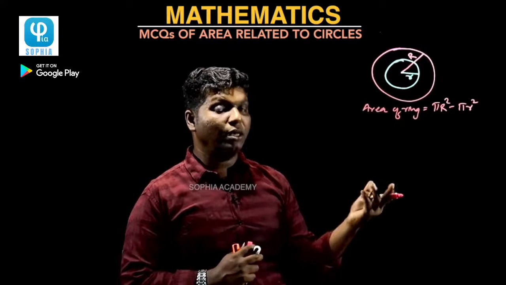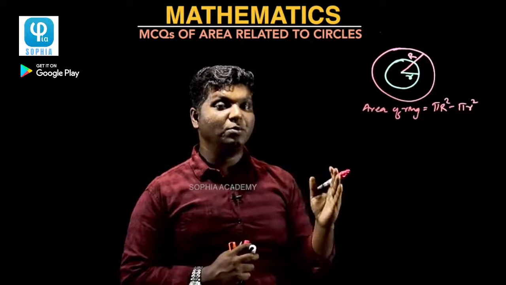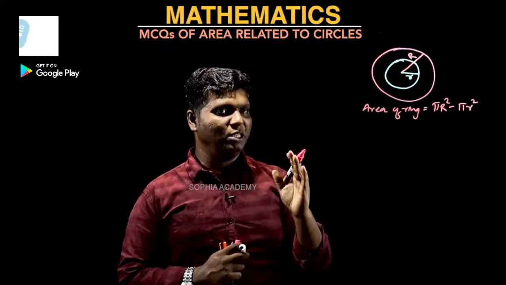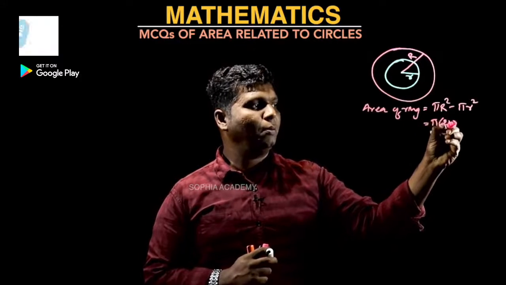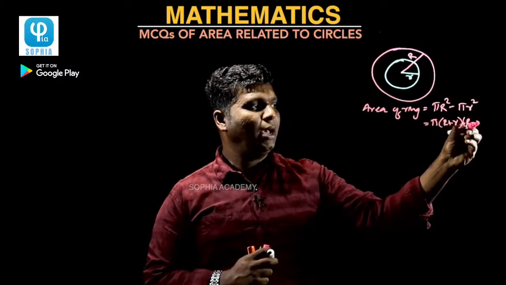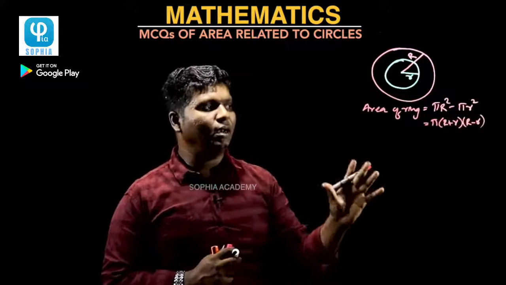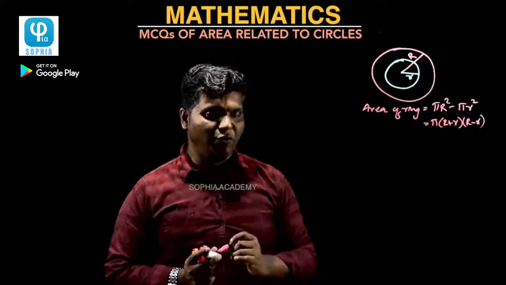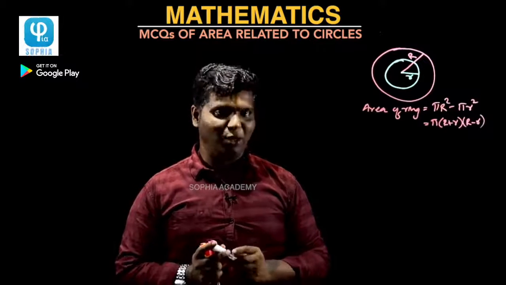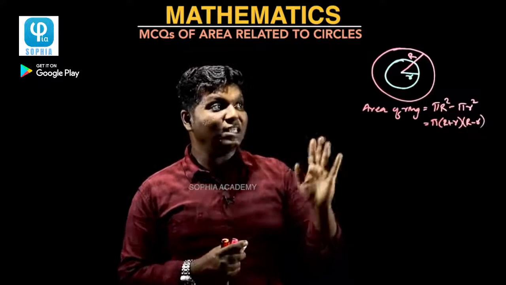So what is R square minus r square? Because a square minus b square is (a plus b) into (a minus b), you can write it like this. Taking pi outside, you get pi into (capital R plus small r) into (capital R minus small r). In general, we use that typical equation whenever we want to find the area of a ring or area of a circular path. Is that clear? Okay, that's the first thing.